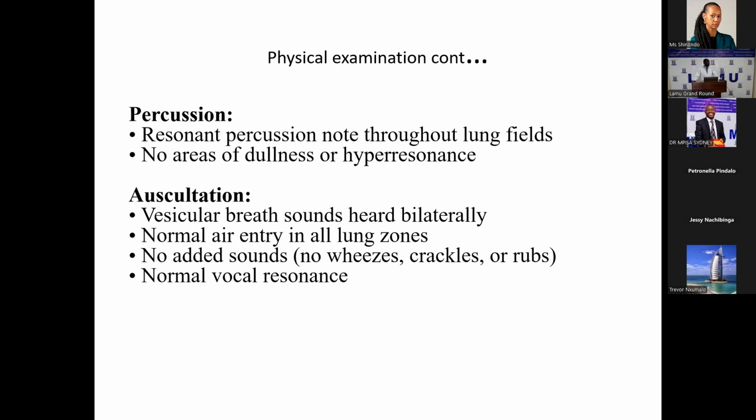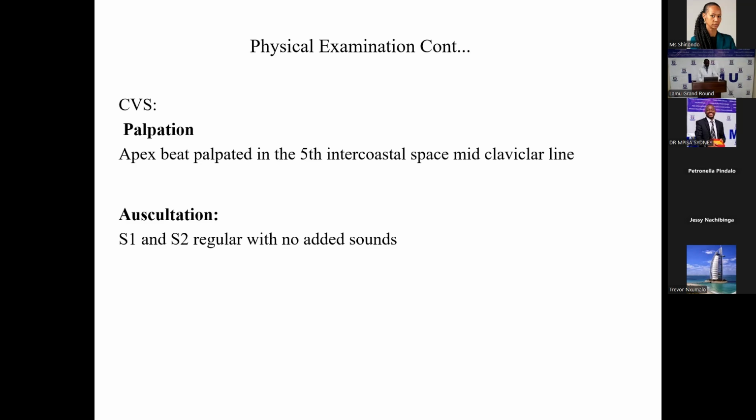The cardiovascular system: the apex beat, as alluded to, was found in the fifth intercostal space, mid-clavicular line. Then on auscultation, the S1 and S2 were regular and normal, and there were no heart murmurs.